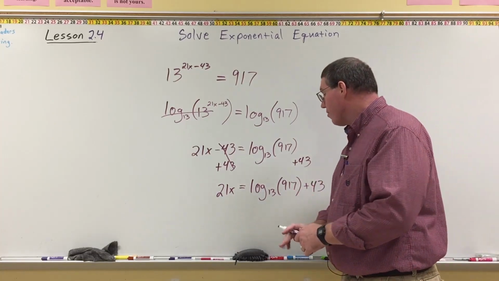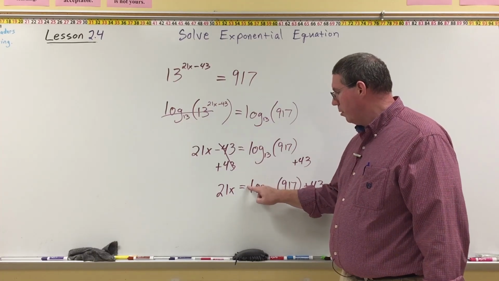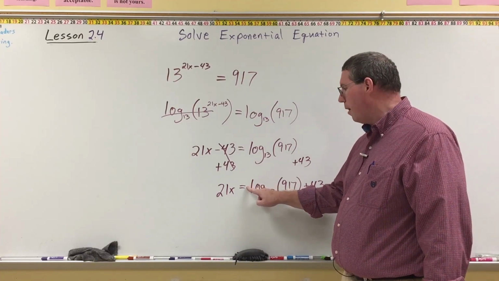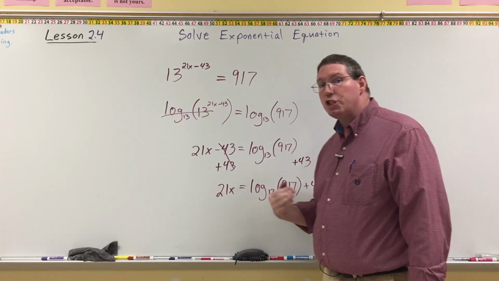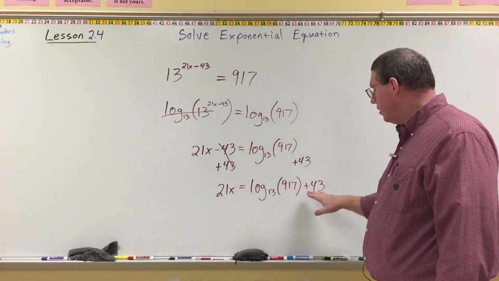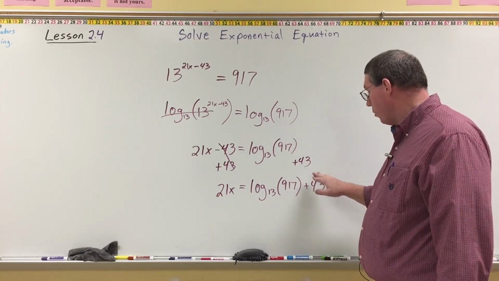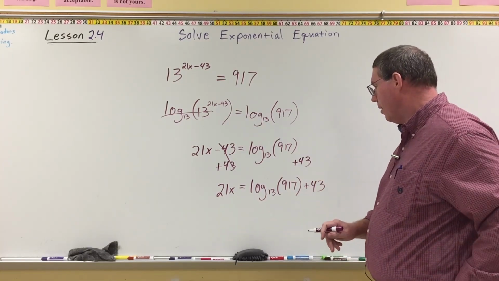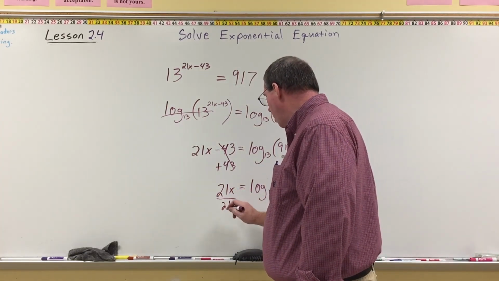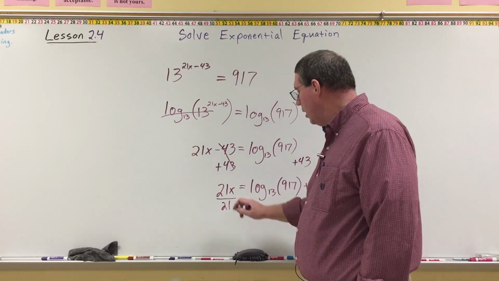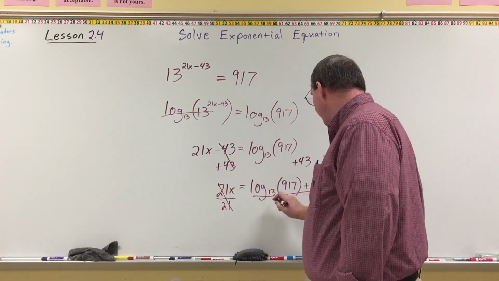Okay, so here's the deal. Multipliers of a logarithm, we typically put in front. So if we're multiplying by 5, we'll put 5 log base 13. But addition and subtraction typically goes on the right side of the logarithm. That's why I put plus 43 over here on the right, okay? And so now, to solve for x, we're going to divide by 21, just like it's a linear equation, because it is. We're going to cancel the 21.